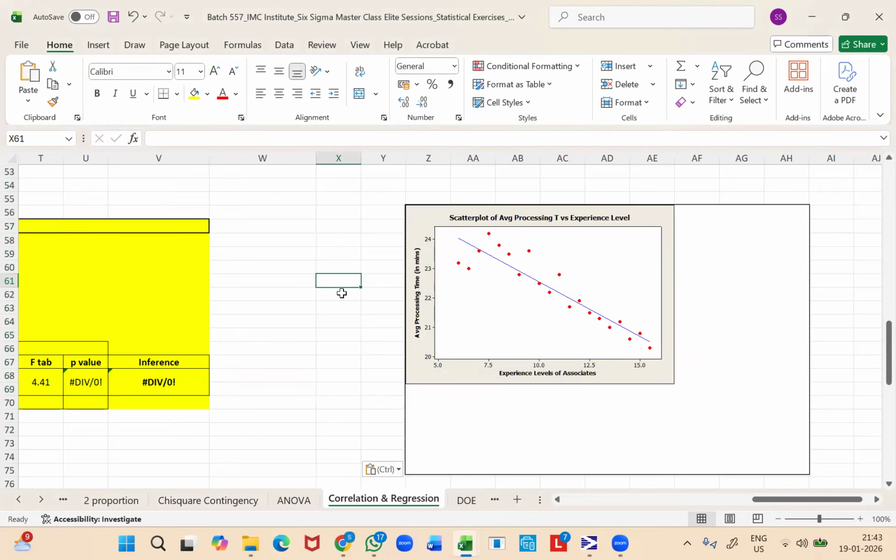But then we do not know what is the strength of this negative correlation. So that we can ascertain when we perform this correlation analysis, right? So we know that these two variables are negatively correlated by looking at the scatter plot. But we will not be able to tell about the strength of this negative relationship. So that can be ascertained when we perform the correlation analysis.